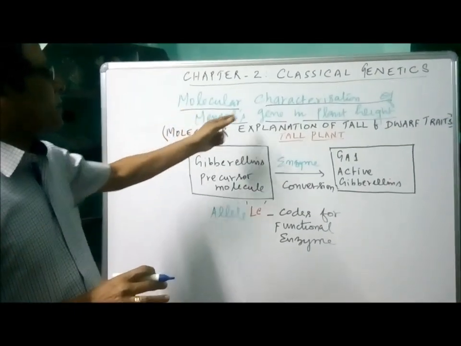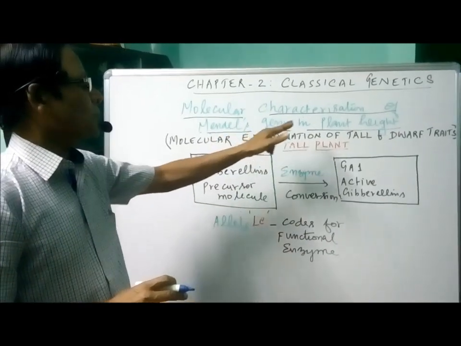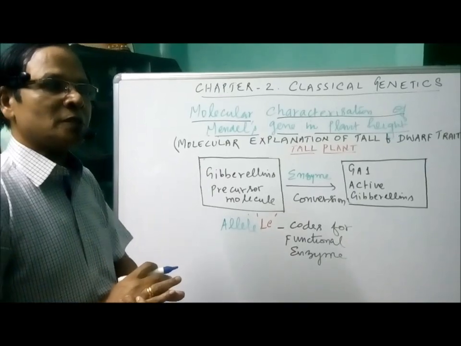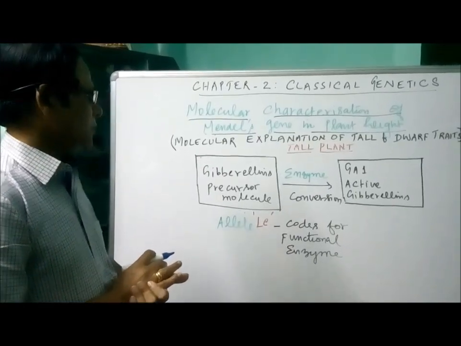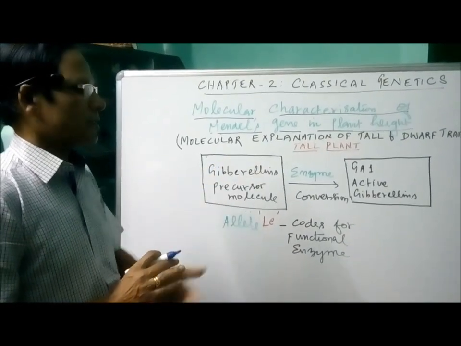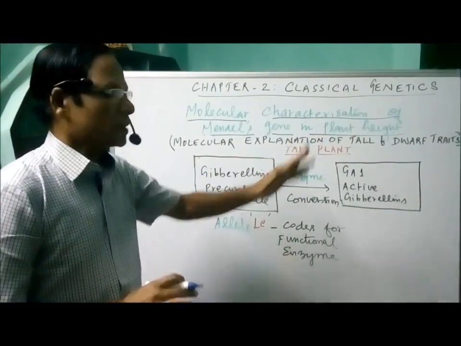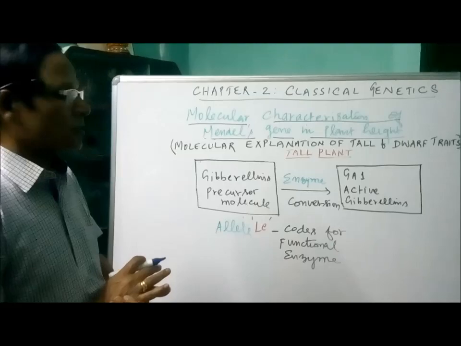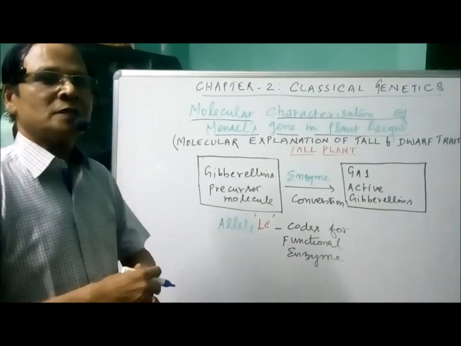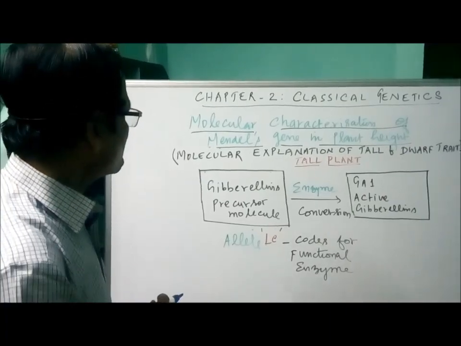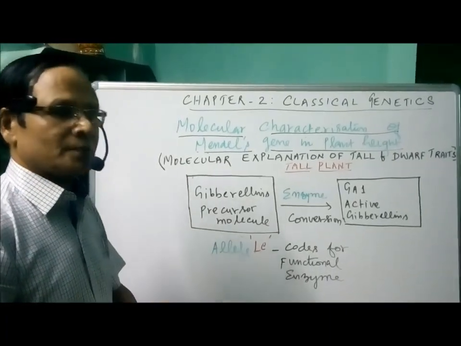Now, molecular characterization of Mendel's gene in plant height. That is, what is the role of genes? How far are the genes responsible for the expression of such characters? That is, the molecular explanation of tall and dwarf traits. The molecular explanation means at the gene level, how the genes are functioning, nothing but the DNA level. Now we have tall plants and dwarf plants.